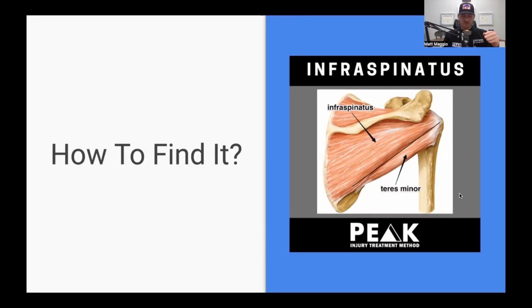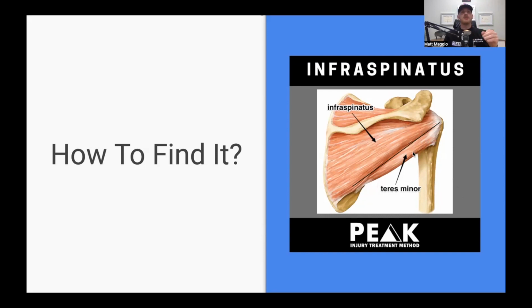So just a couple take homes from the palpation video. Use the landmarks, find that superior angle, find that spine of the scapula, find that medial border, find the inferior angle, find everything else in there in the lateral border. And then you know for sure that you're on it.